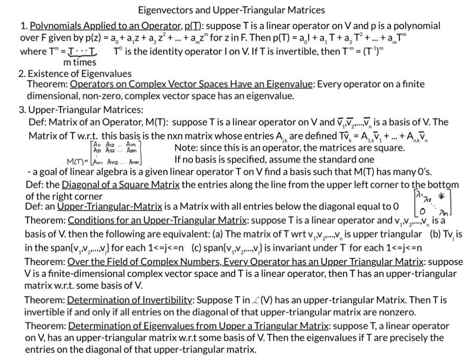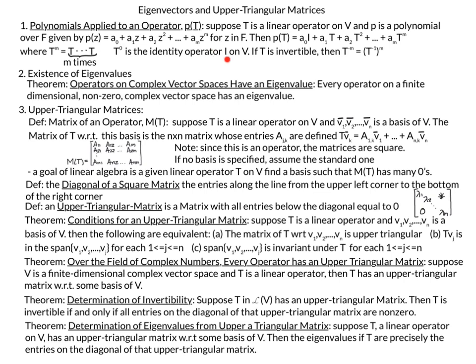We will start with the topic of polynomials applied to an operator. That's a polynomial P applied to an operator T. Suppose T is a linear operator on a vector space V, and P is a polynomial over a given field F, and the polynomial P of Z is equal to A0 plus A1Z plus A2Z squared up to AM Z to the M for Z in F. Then the polynomial applied to the linear operator T is equal to A0I plus A1T plus A2T squared up to AMT^M, where T^M is equal to our operator applied M times.